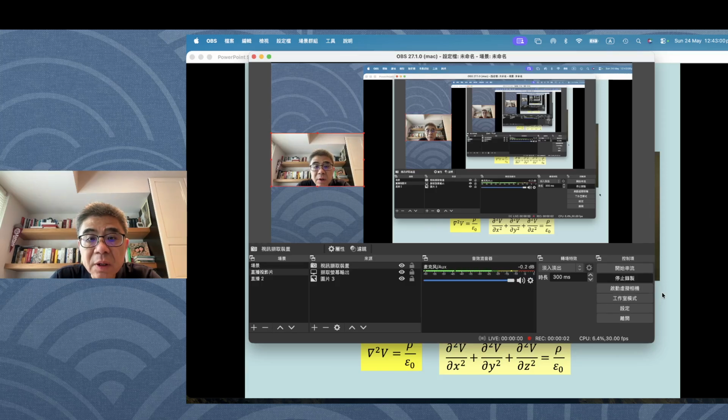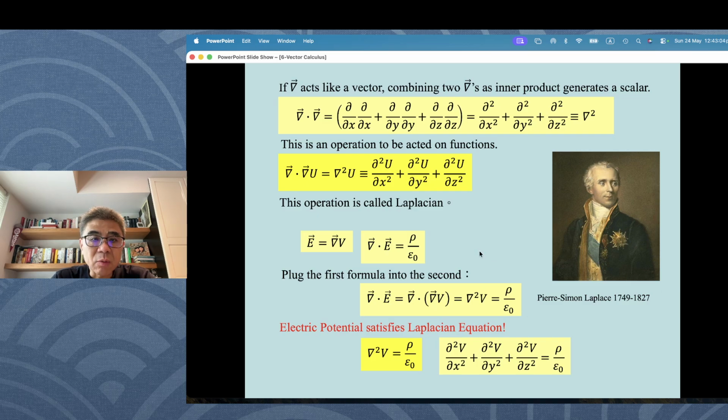Okay, now the third section of our talk, I will apply what we have in the differential formulation of Maxwell equation to derive the wave equation of electromagnetic wave. Before that, I would like to introduce one further notation. Here, remember that grad acts like a vector.